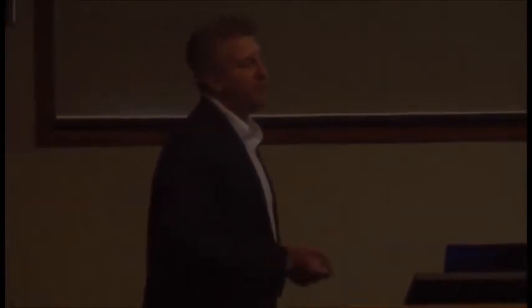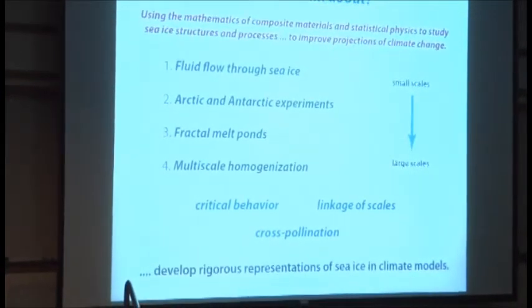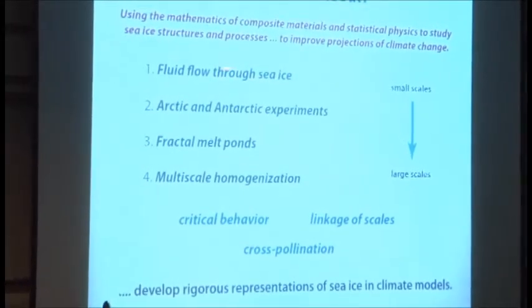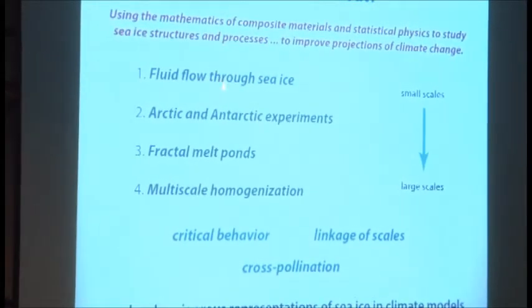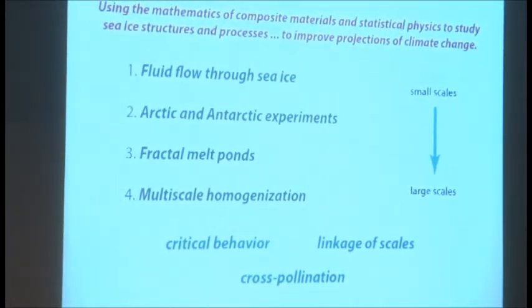So what's this talk about? Well, fundamentally, I'm going to tell you about how we're using mathematics of composite materials and statistical physics to study sea ice structures and processes, ultimately with the goal of trying to improve our projections and understanding of climate change. First, I'll talk on the smaller scale on the fluid flow through sea ice problem, and then how we're doing field experiments on the sea ice in the Arctic as well as the Antarctic to try to understand this better.